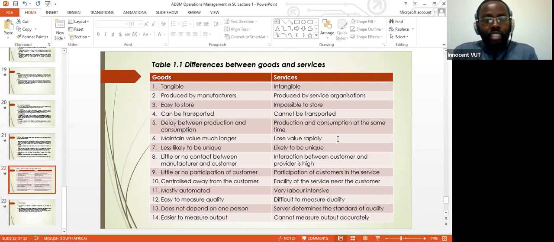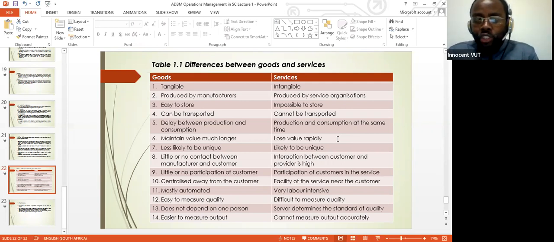Number 7, goods are less likely to be unique, and services are likely to be unique. Number 8, there is little or no contact between manufacturer and customer with goods. The manufacturer produces the goods, and then there is a channel that is followed before the customer gets the good. There will be middlemen in between the manufacturer and the customer. So there's little or no contact between the manufacturer and the customer.